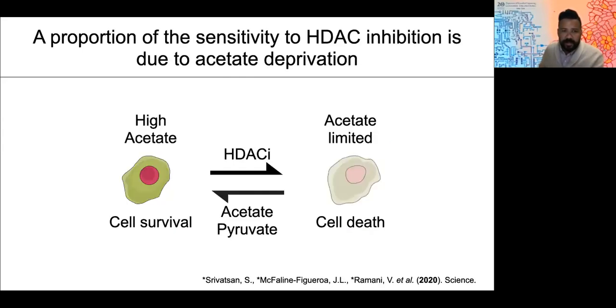This suggests that at least a proportion of the sensitivity to HDAC inhibition is due to acetate deprivation, where HDAC inhibition pushes you towards an acetate-limited state and towards cell death. We show that this could be rescued by addition of acetate, and even though I didn't show it to you, pyruvate as well.